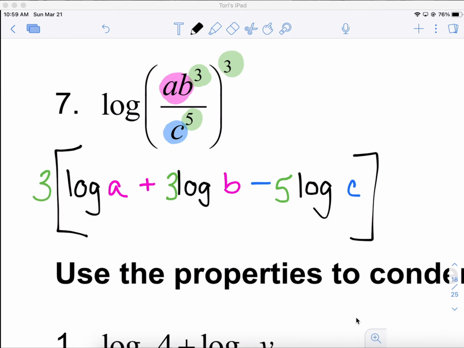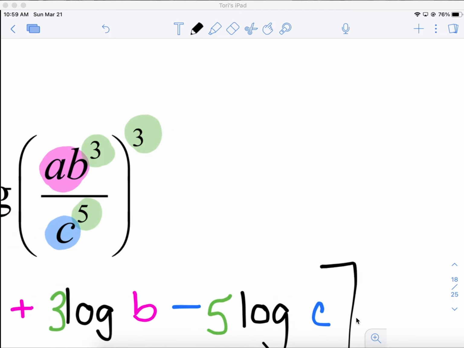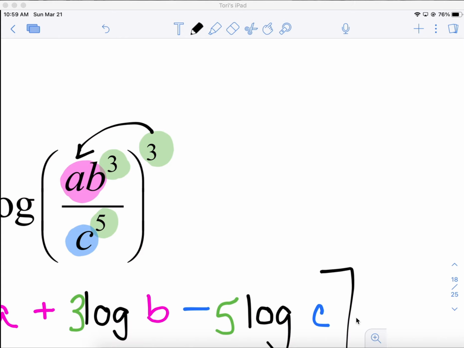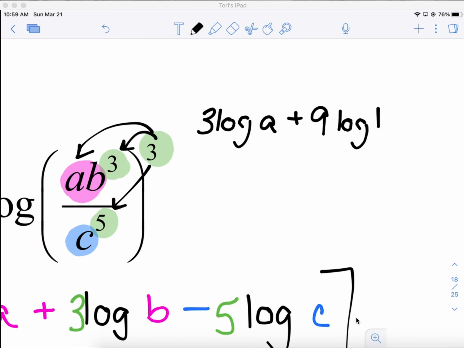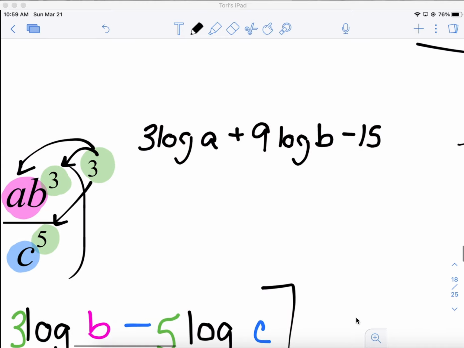Okay? All right, just to play devil's advocate, just to show you another option, you could have distributed that 3rd exponent to everybody, and I'll show you what that one would look like now. So let's say you had distributed this to everybody. You could have done 3 log of A plus 9 log of B, and then subtracted on the bottom, 15 log of C.